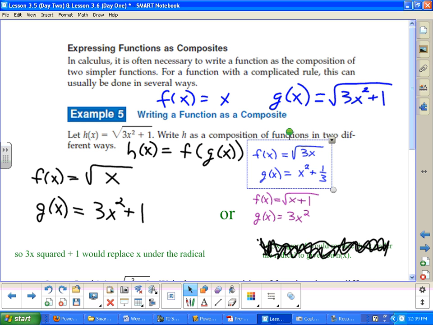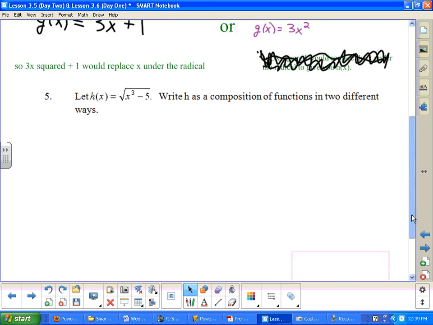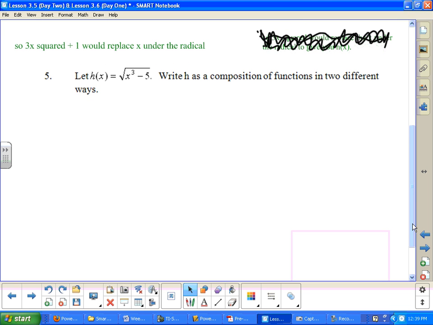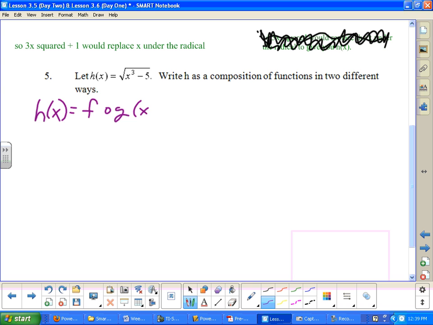All right, so let's look at the example that you had. h of x equals the square root of x cubed minus 5. So we want h of x equals f of g of x. So what's one example of this we could use?